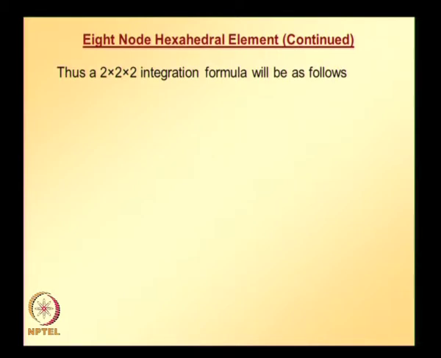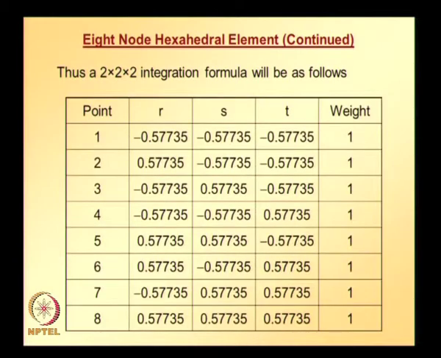Two by 2 by 2 integration formula. The point locations for integration: there are going to be 8 integration points, since 2 times 2 times 2 is 8. The corresponding locations of these integration points, that is the R coordinate, S coordinate, T coordinate, and the weight at each of these integration points, are indicated in the table. This is just arrived at using the information that we have already for 1 dimensional problems, which we looked at in the earlier lectures.